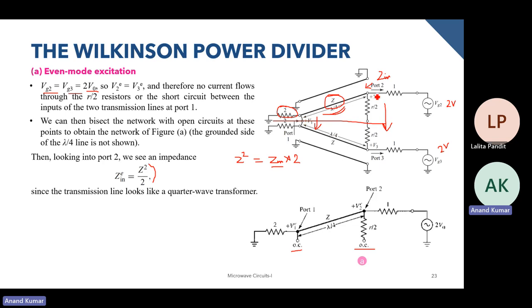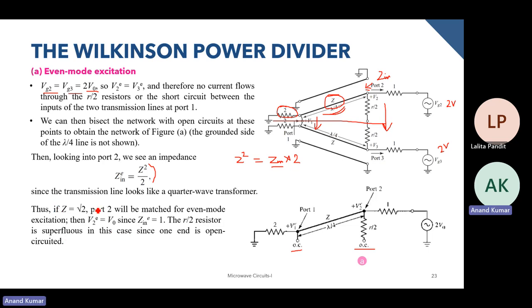So we have found out Z input over here. If we substitute Z as root 2, then the input impedance will be matched with this impedance over here, satisfying the quarter wave matching criteria. And hence we have got this value, so we can take this as root 2 over here. So we have found out the value of this Z over here. Now what we are left to find is this R value.